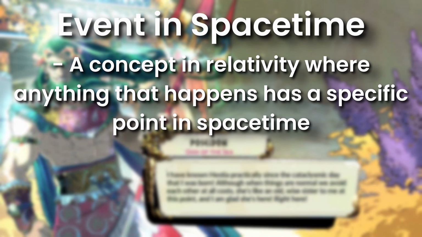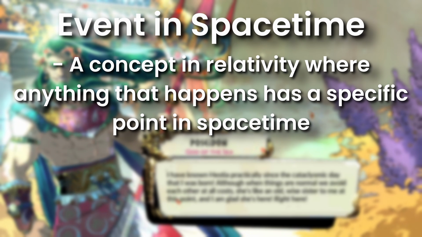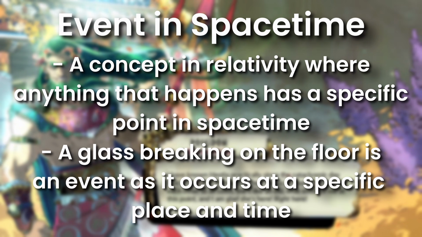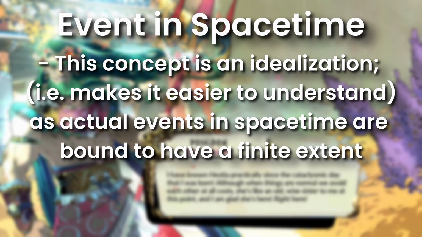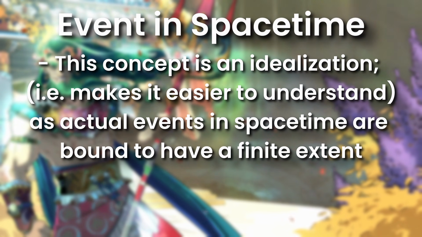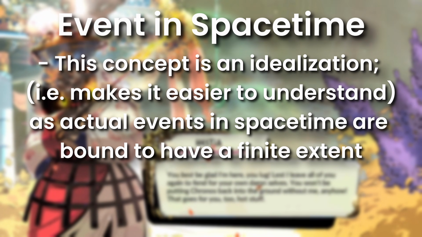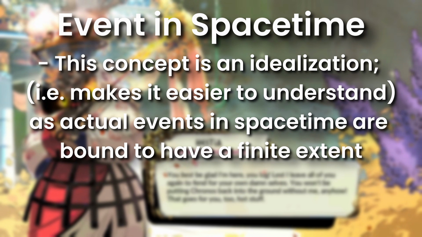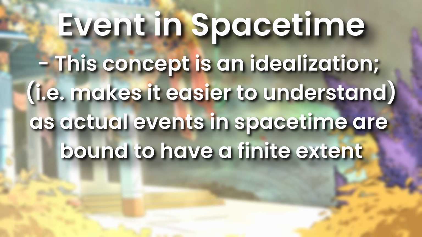But no, when I say event, I mean as it's defined in relativity. In relativity, an event is anything that has a specific time and place in spacetime. For example, a glass breaking on the floor is an event. It occurs at a unique place and at a unique time. The notion of an event is an idealization, in the sense that it specifies a definite time and place, whereas any actual event is bound to have a finite extent, both in time and in space. This would mean that the severe warping in spacetime is an event.